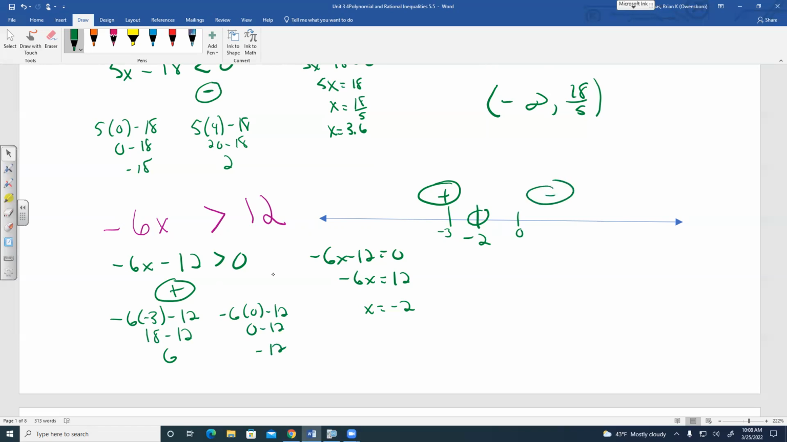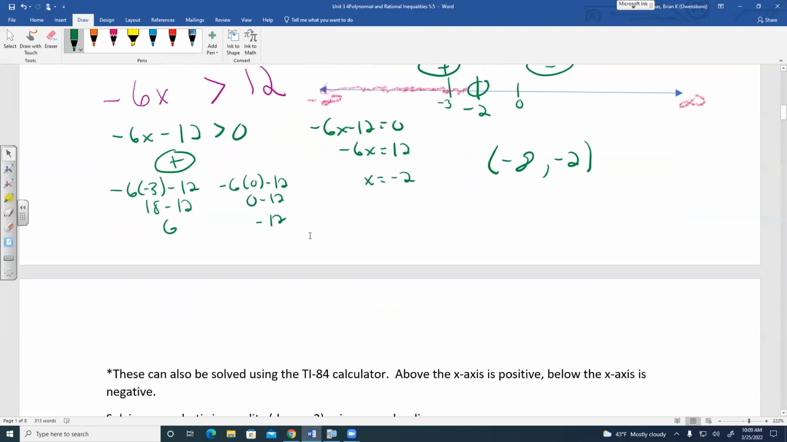But since we're looking for something greater than 0, we're looking for a positive, we'd be looking for something left of -2. So again, our interval is going to be over here. In this situation, this is going to be negative infinity over here, and this is going to be infinity on this side. So our solution, since we're looking for positive values, is going to be from negative infinity to -2, and we do not include the -2 in our solution, so it's an open bound again. So that's how we can solve these inequalities.